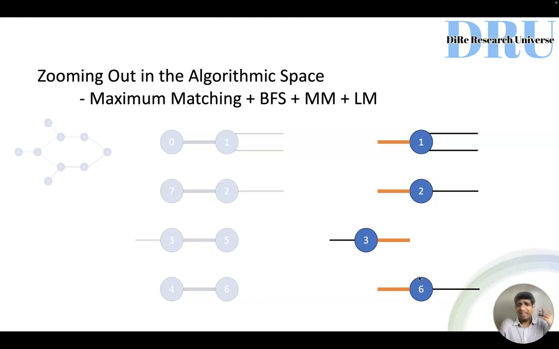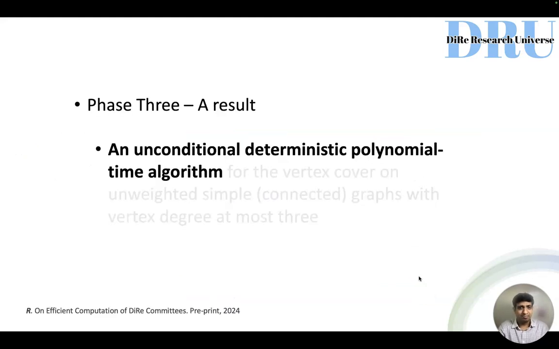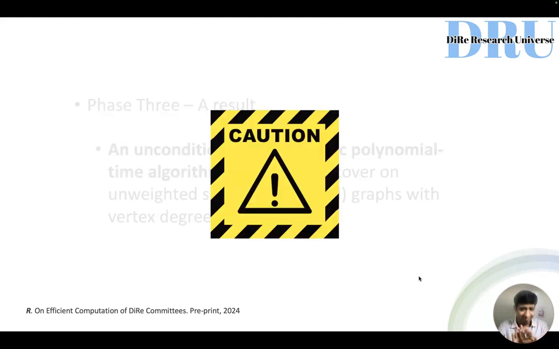Yes, we are happy. We have a minimum vertex cover. We have an algorithm that is able to find the minimum size vertex cover. But caution, the journey is not yet over. We have not reached the end of phase 3 of the DiRe research universe. That needs some more work in the local minimization phase that we just discussed. I'll digress on the technicalities over here.